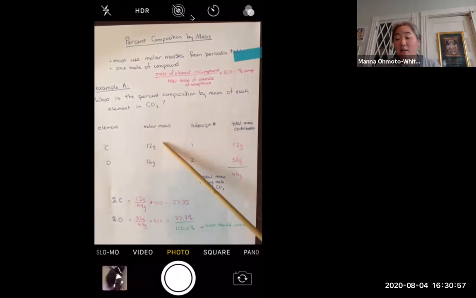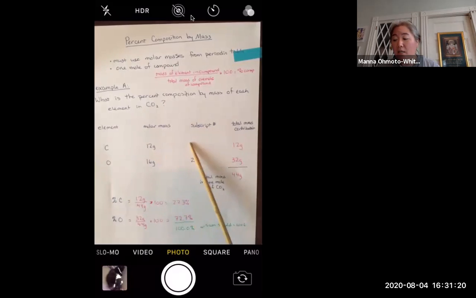Then in the second column, I put their molar masses. I have 12 grams for carbon and 16 grams for oxygen. Again, I'm using whole numbers. And then the subscripts from the formula. Remember, when there is no subscript, it means that there's one of them. So there's 1 mole of carbon and 2 moles of oxygen.